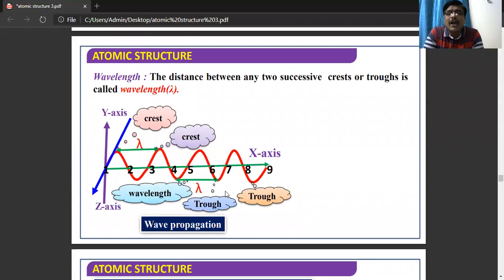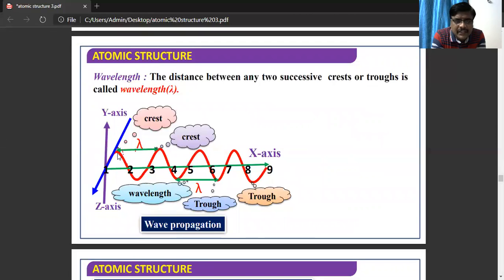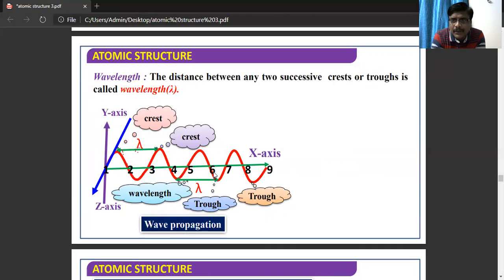Now coming to wavelength. The distance between any two successive crests or troughs. This is one crest, this is another crest. The distance between these two successive crests is known as wavelength. Or if this is one trough and this is another trough, the distance between such consecutive crests or troughs is known as wavelength.